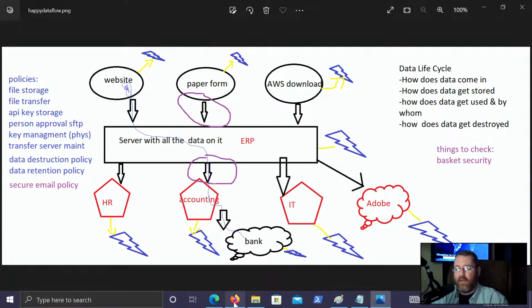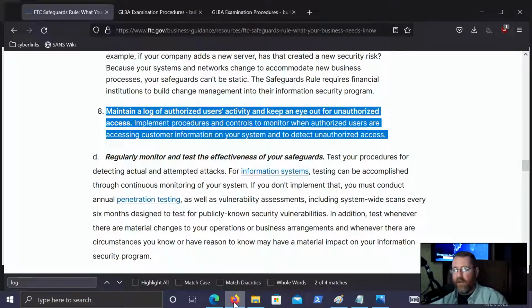Let's jump back here. What does it actually say? Unauthorized access. Implement procedures and controls to monitor when authorized users are accessing customer data on your system and detect unauthorized. So even just from these guidelines, you can't just look for unauthorized access. Because if you have a user that accesses data when they're not authorized to for a business need, that in itself is unauthorized access.